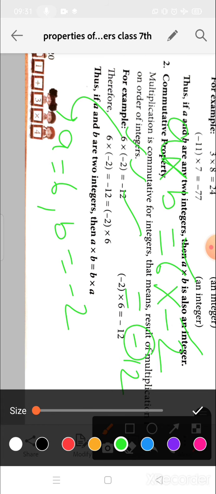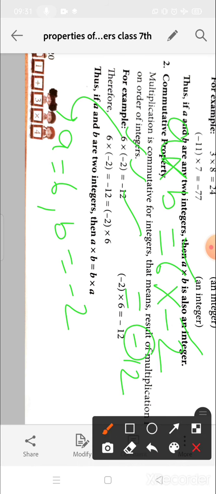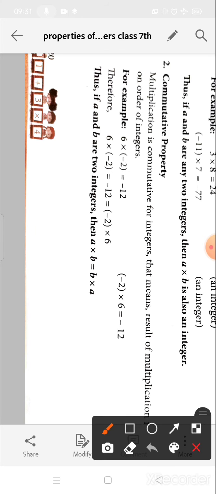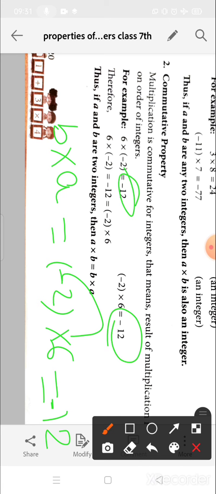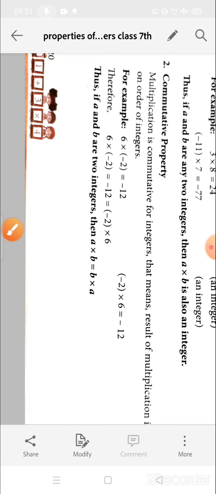Clear? Again, if we multiply b by a, we put minus 2 first, and then we put 6. Again we know that 2 sixes are 12, and because one number is negative and another is positive, the sign will be negative. Again the multiplication is equal to minus 12. In both cases the value is the same, but the order is different. So we can say that integers follow the commutative property.